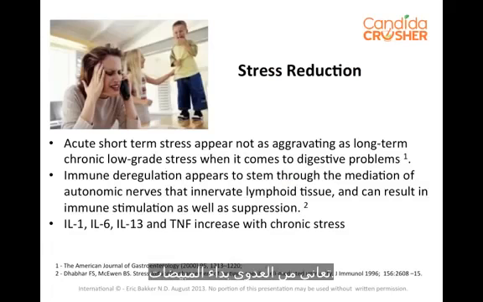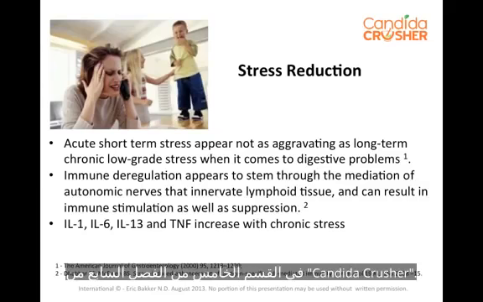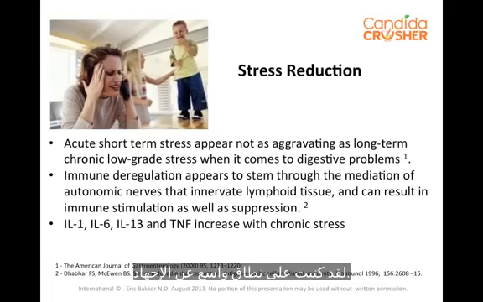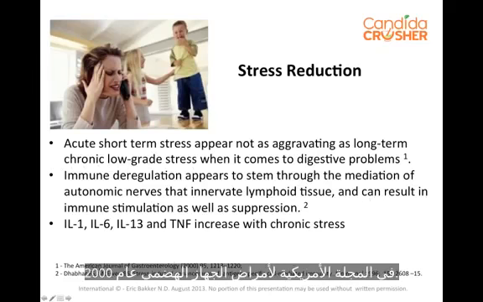So stress reduction is very important, and you'll read all about this in section 5 of chapter 7 of Candida Crusher. I've written extensively on stress. So acute short-term stress appears not to be as aggravating as long-term low-grade stress when it comes to gut problems. There's a study that was done in the American Journal of Gastroenterology in 2000. I won't go into these pathways here about interleukins, but you can read more about this in my book.